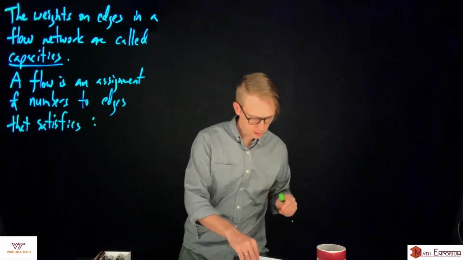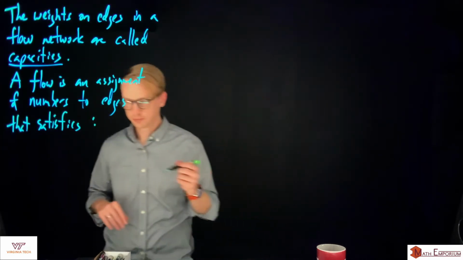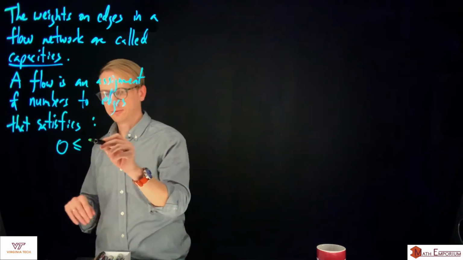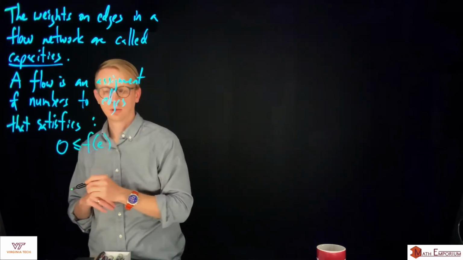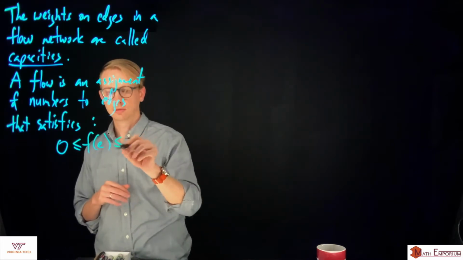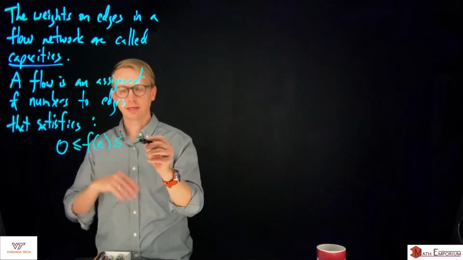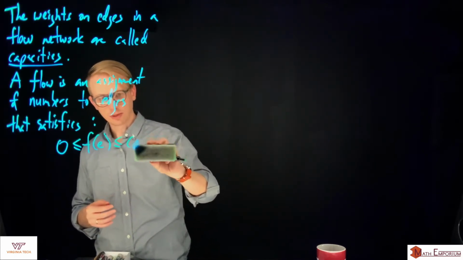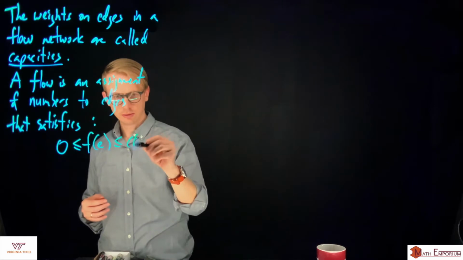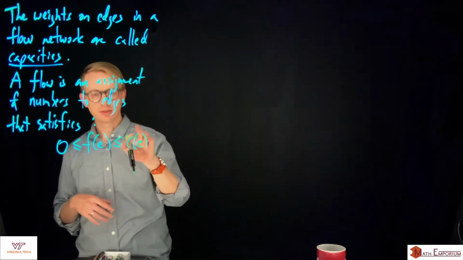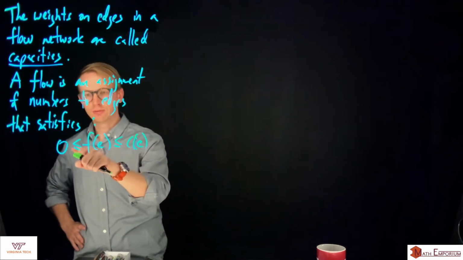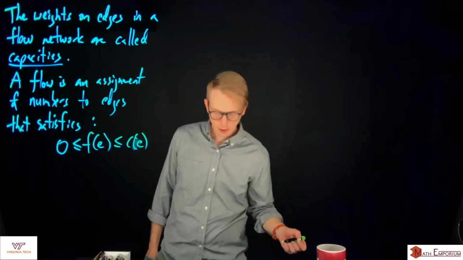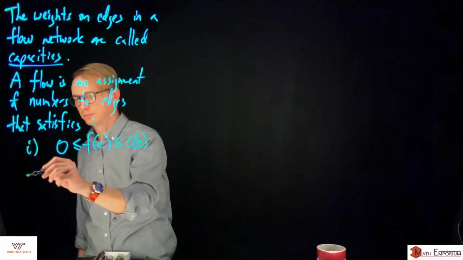All right, two rules. First of all, the flow number you assign can't be negative, and it can't exceed the capacity. So I'm talking about an edge E here. If my capacity was 7, then I could assign a flow number anywhere between 0 and 7. And so that's rule 1.